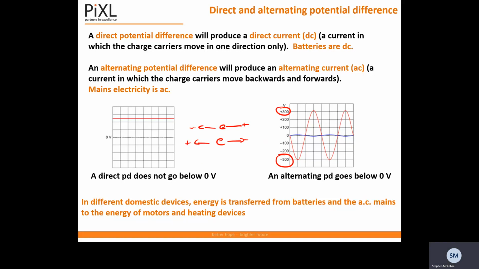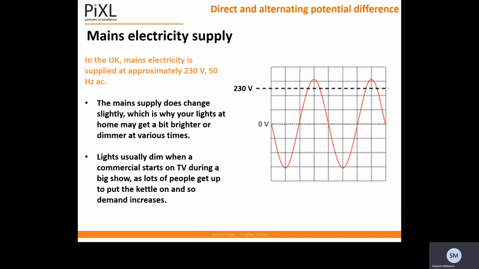And arbitrary means it doesn't matter. So, examples of DC: batteries. Examples of AC: mains electricity. And remember, mains is 230 volts, because if you licked a plug while it was on, your tooth would hurty. 230 volts.